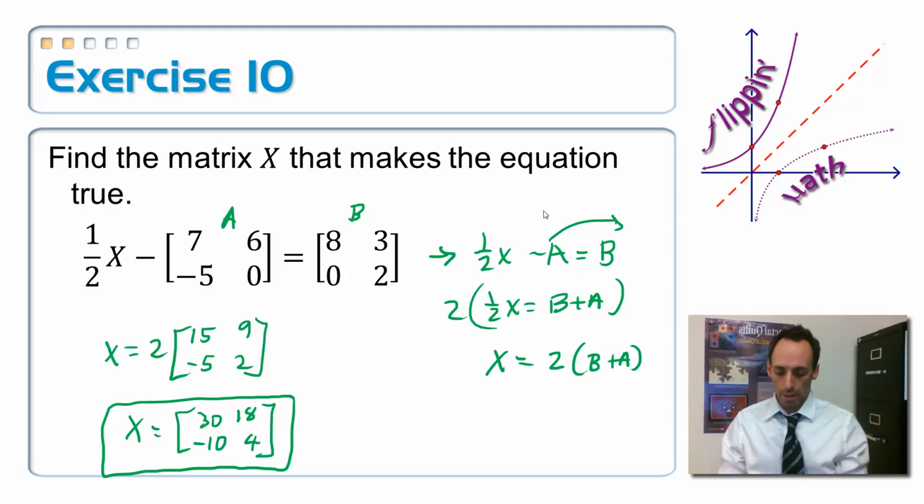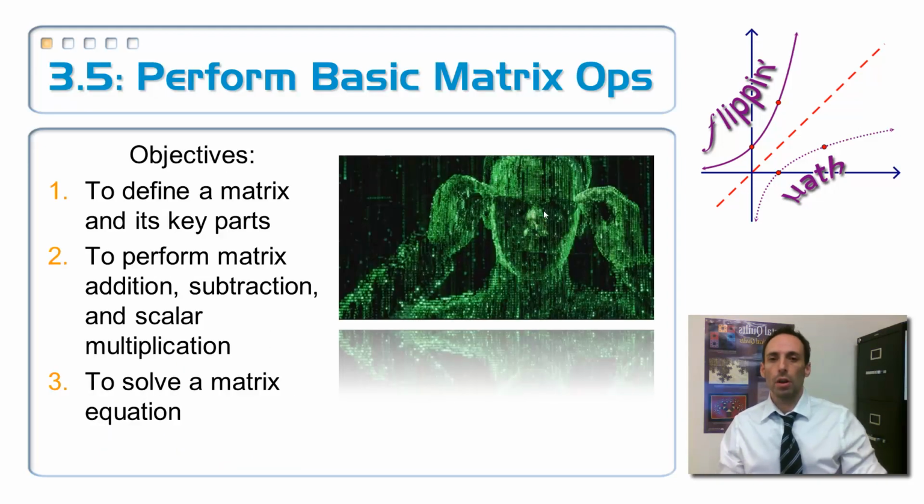Right, so that concludes the lesson on basic matrix operations, defining matrices and all its key parts, like how do you name it with its rows and its columns, thinking about a delicious RC Cola. We did matrix addition and subtraction and this simple thing called scalar multiplication, and then put the things together, solving simple matrix equations.